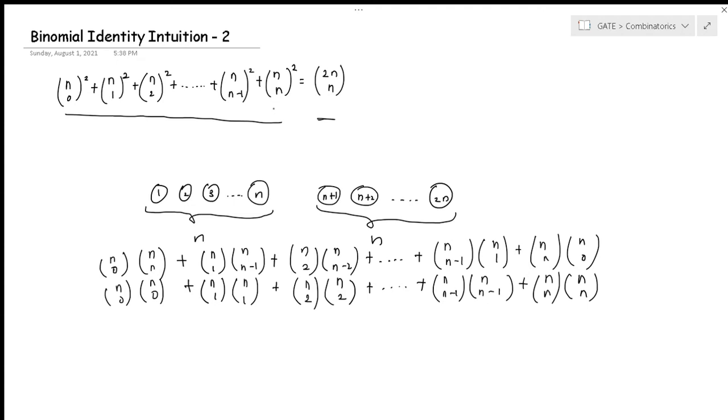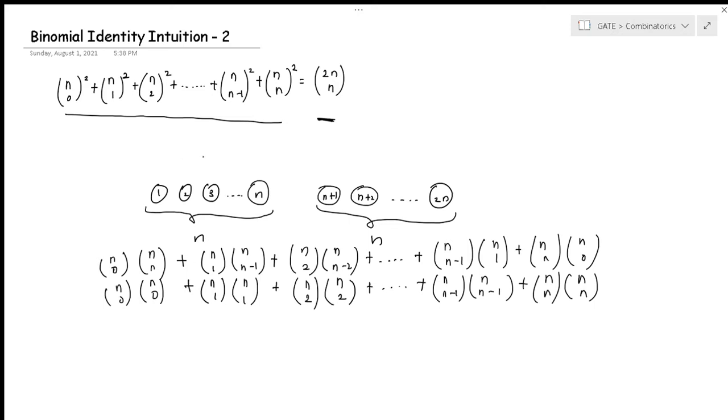Today we will be talking about one of the very interesting and intuitive properties, a binomial identity, which we are seeing here. The identity goes like this: nC0 square plus nC1 square plus nC2 square up to nCn square is equivalent to 2nCn. So let's see how intuitively we can think of this property.